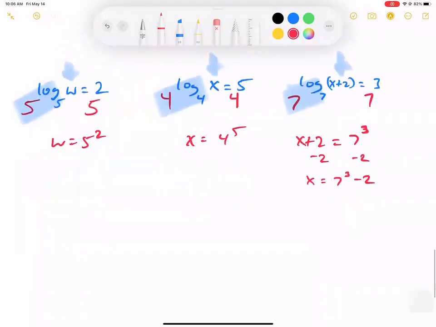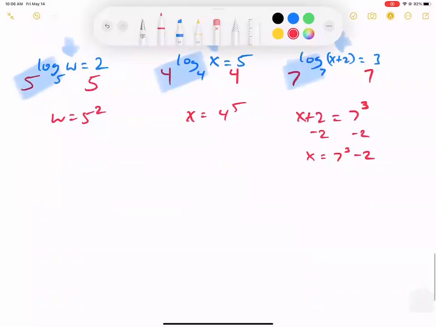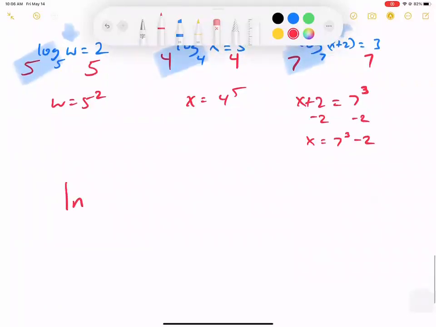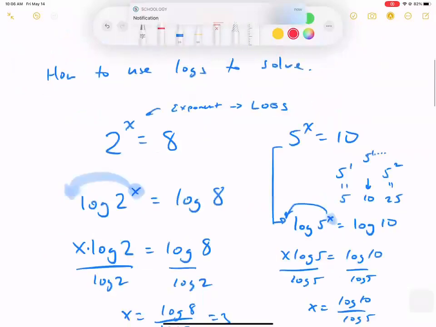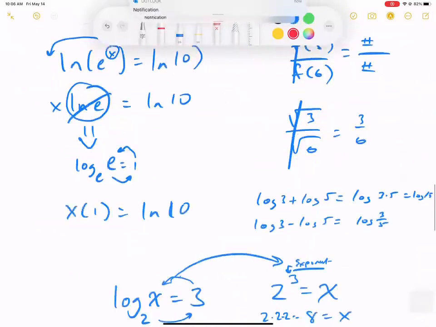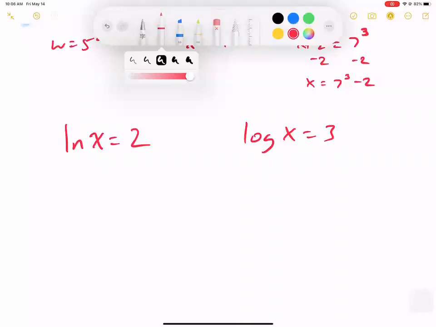What if I'm not given a number? We had a couple special logs here. What if I wrote natural log of X is equal to 2? What if I wrote log of X is equal to 3? These are both special logs for us. Do you guys remember what type of base we have for natural log? What type of base we have for a common log here on the right? Do you remember?